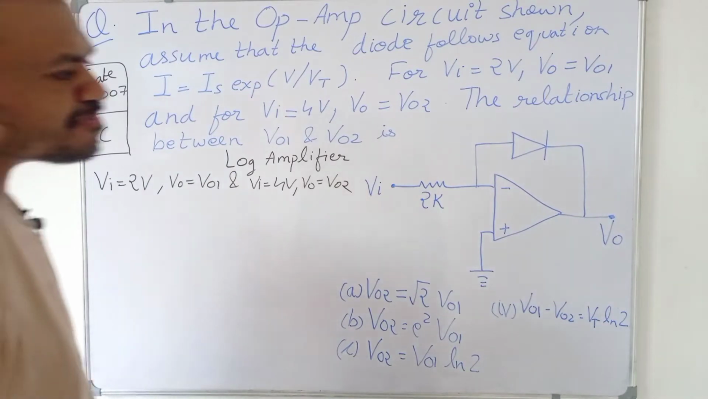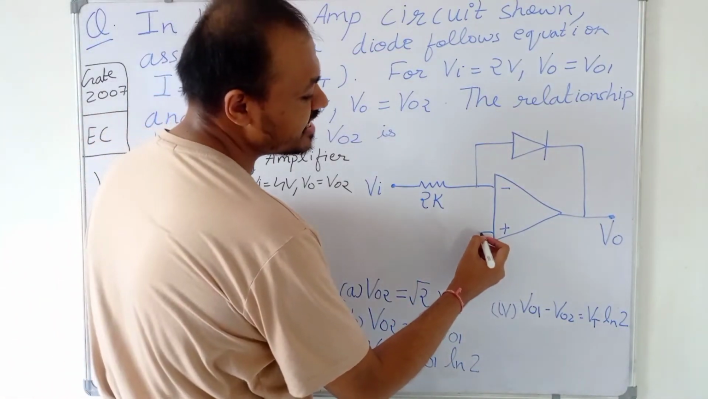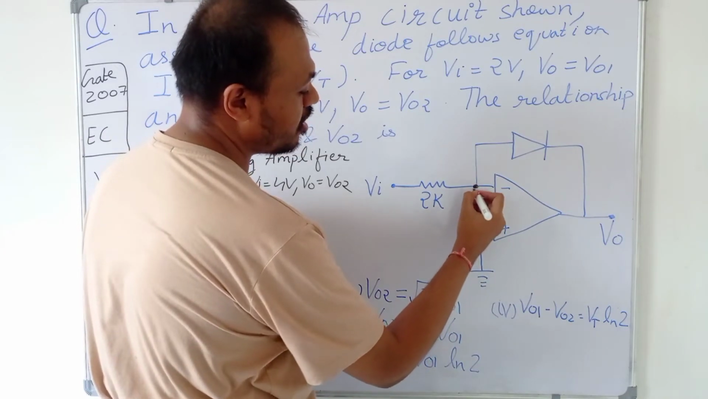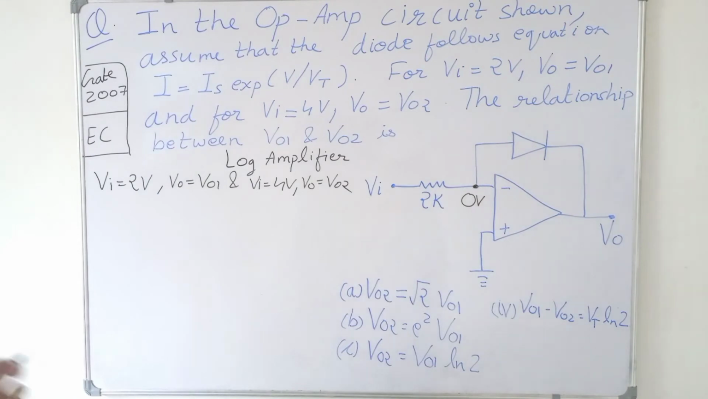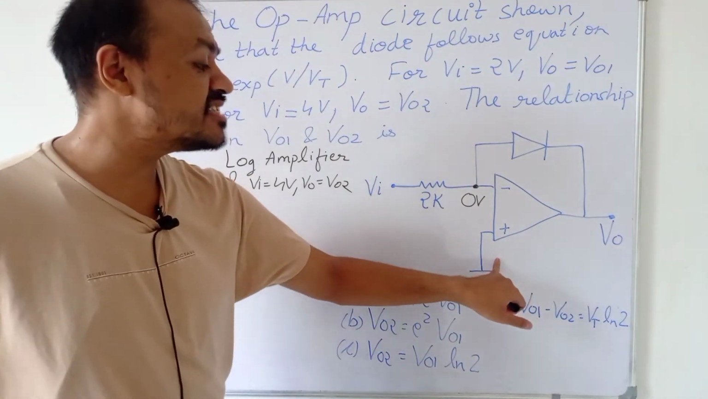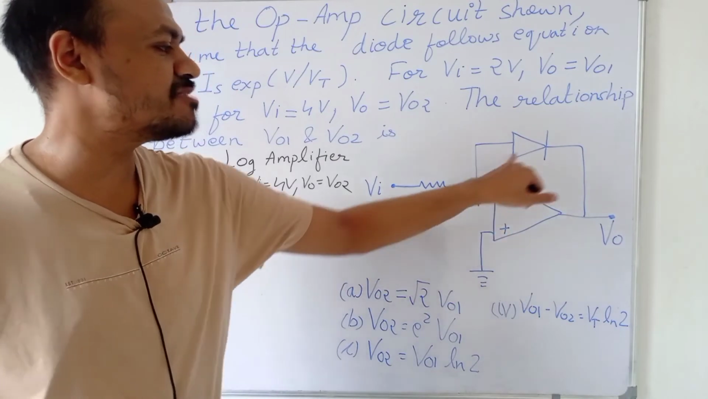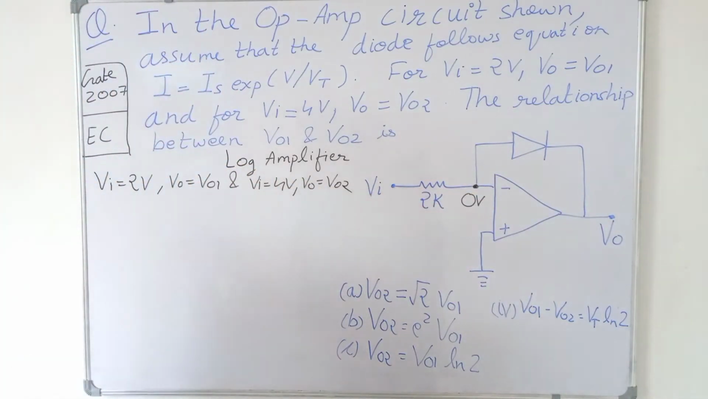If we apply the virtual ground concept, then this potential is 0 volt, so this potential will obviously be 0 volt again. This is the first point to note. Obviously we know that it is a negative feedback system, so we can apply the virtual ground concept. Also it is an ideal operational amplifier.